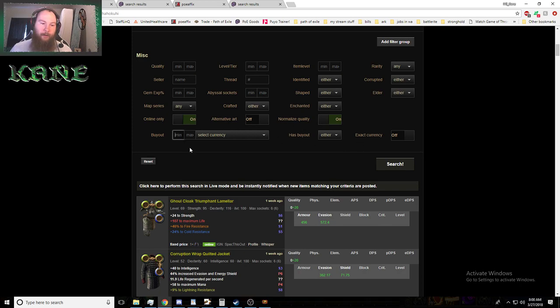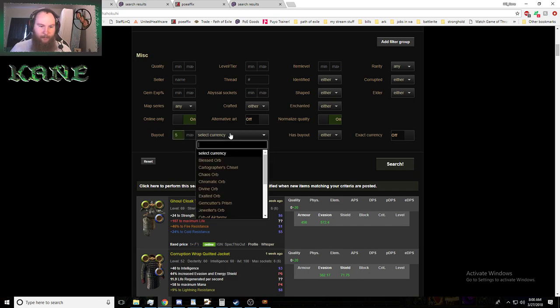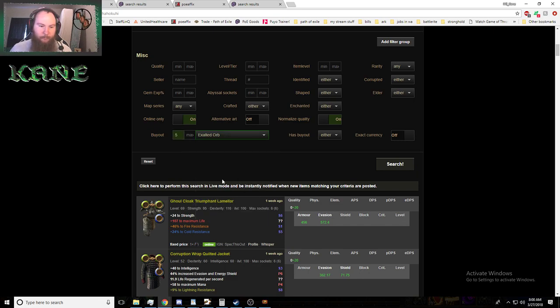Never used it. Buyout currency, say you want something that costs at least 5 exalts for whatever reason. You can click that and it'll be that price, at least, if not more. And it uses the current currency market to determine the prices there a little bit. So it's relatively accurate, but there's a few in there that you might not want to buy.